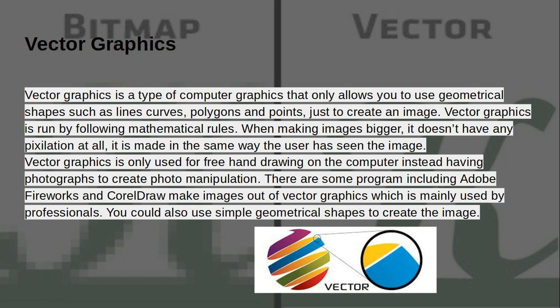So as you see here, there's no pixelation. You can see the image more clearly because of the mathematical rules that are being followed. I think if you don't follow them, it messes up the image, and it's made the same way the user has seen the image.